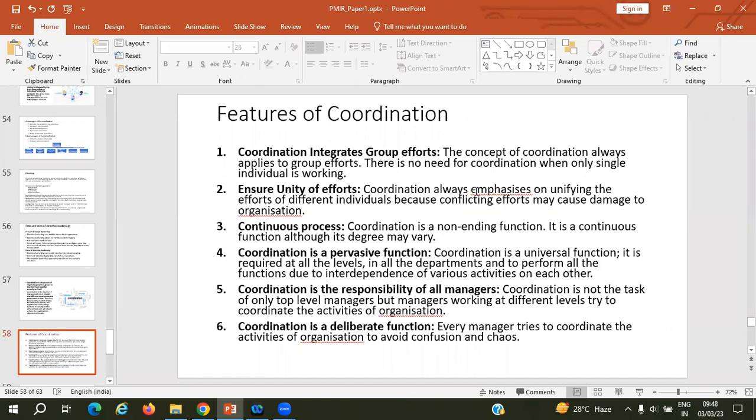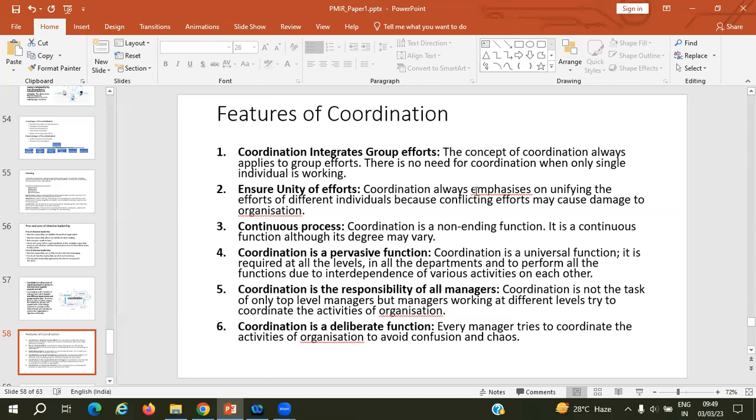Continuous process. This is actually a non-ending function. Coordination is a non-ending function. It is continuous in nature. That means until the work is finished, you have to do the work every day, whatever the communication, whatever the coordination. So the nature is continuous. Coordination is a continuous function, although its degree may vary. Although its degree may vary means initially you may do more coordination and later can do less, but you cannot stop. You have to make sure things are happening properly. That is the reason it is said to be a continuous process.